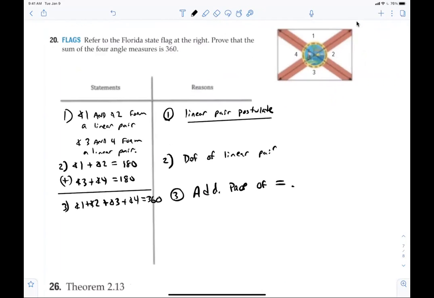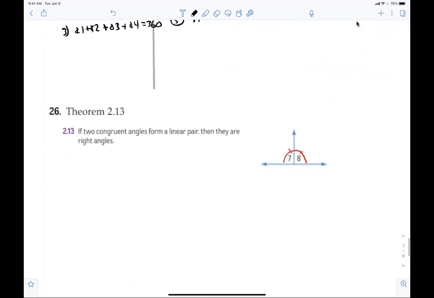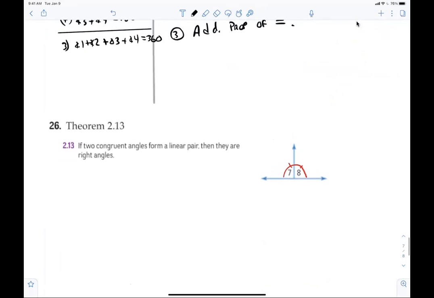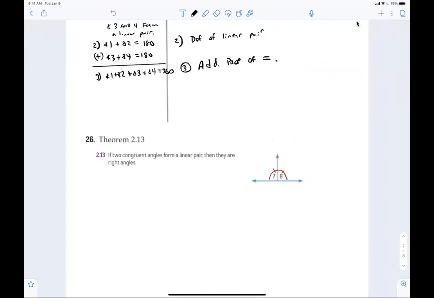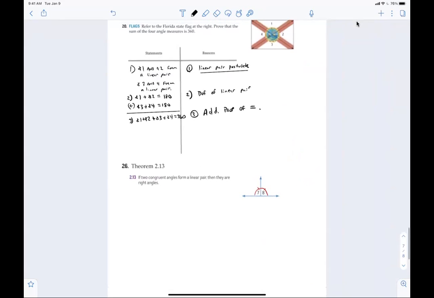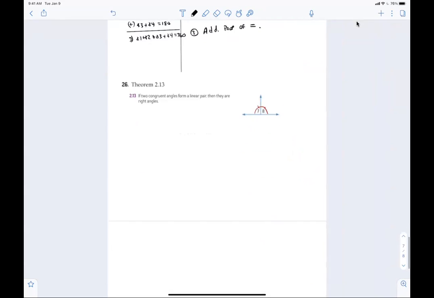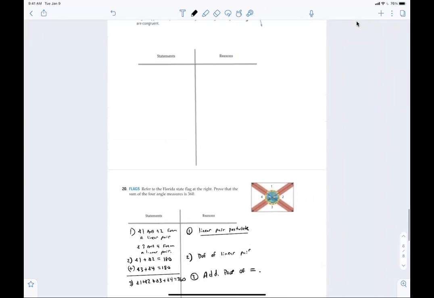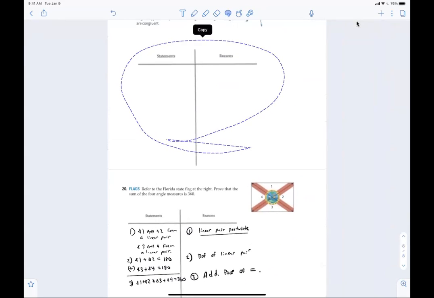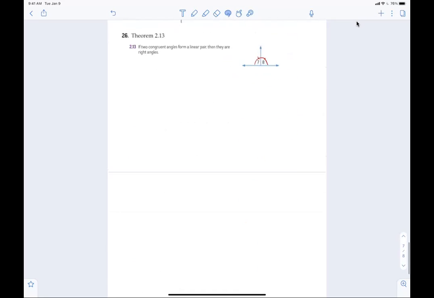All right, now I want to look at: if two congruent angles form a linear pair, then they are right angles. Okay, so let's do that. Now, I don't know why I didn't put the statement and reason there for you. All right, so what's nice is this one up here. Just copy this and paste it down here, and then we're good.